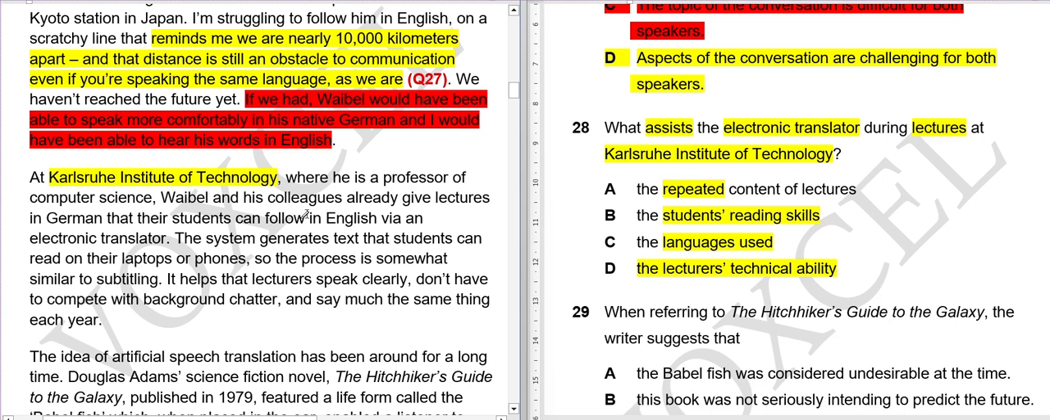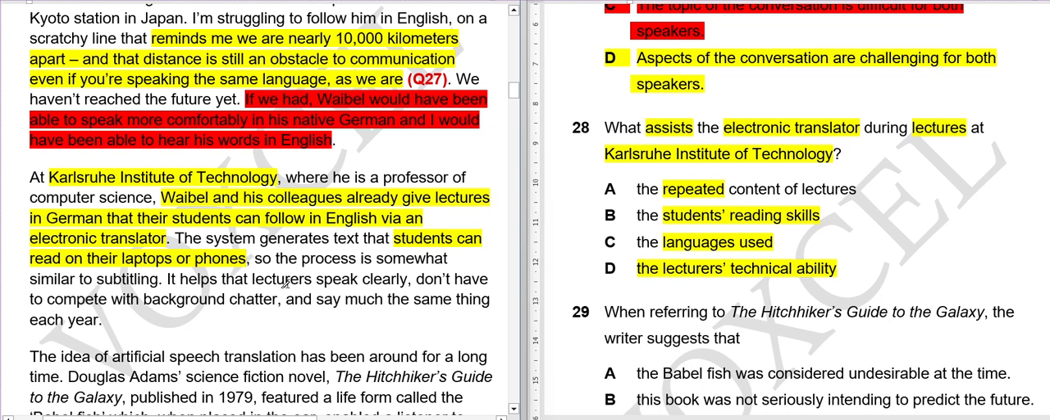Webel and his colleagues already give lectures in German that their students can follow in English via an electronic translator. So here he is speaking German, which their students can easily understand as the translator is translating into English. The system generates text that students can read on their laptops or phones. So the process is somewhat similar to subtitling.